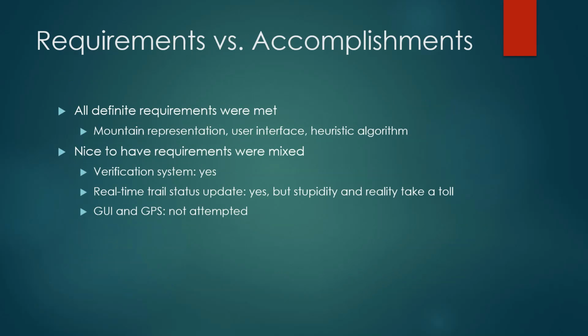As far as what I accomplished, I did meet all the definite requirements. So I have a representation of the mountain in the system, a user interface, and I'm using a heuristic algorithm to find the path. For the nice-to-haves, I did build a verification system using a second algorithm. Real-time trail status update I built but lost the file, and when I recreated it, at that point the mountain had been closed because of coronavirus, so everything was closed. So real-time update didn't help. And the additional interface and GPS I didn't attempt.